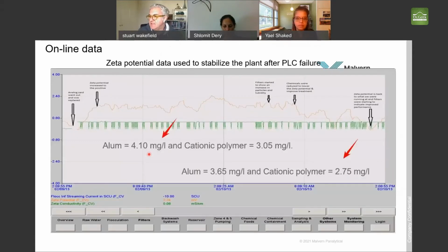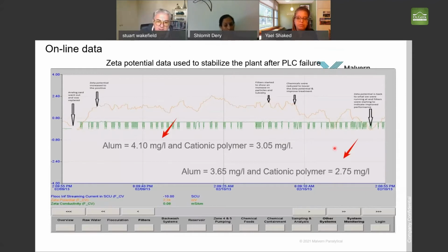And this again is taken from their PLC system. So again, on here, you can see that they are looking at conductivity, and the orange line is Zeta potential. And we just also made some arrows here. These are different process events. So they had an analog card on one of the dosing systems fail, so it wasn't dosing correctly. At this point here, the filters started to show an increase in turbidity and blockage. So they added more chemicals and so on and so forth.